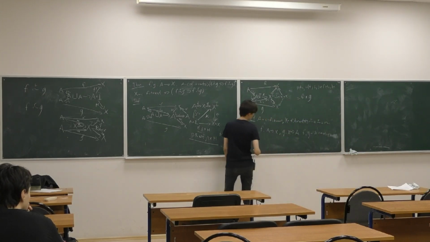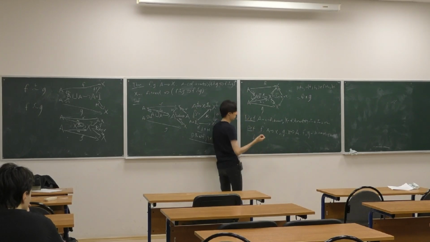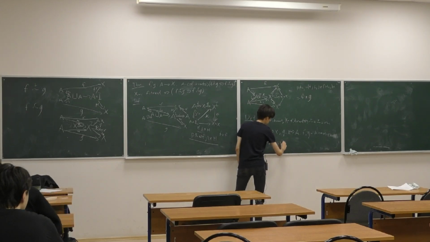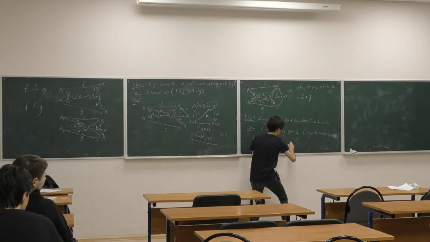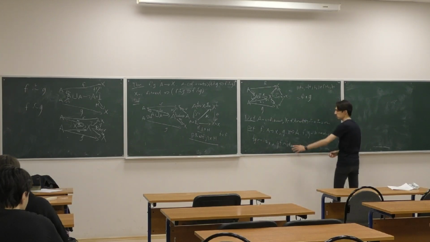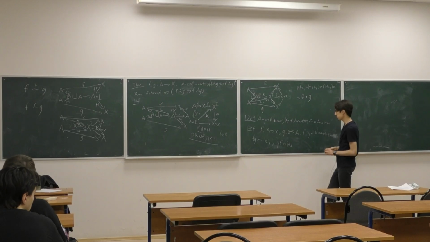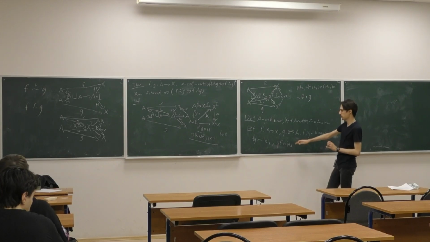if FG is homotopy equivalent to ID of X and GF is homotopy equivalent to ID of A. So this is just the regular definition of homotopy in topology.